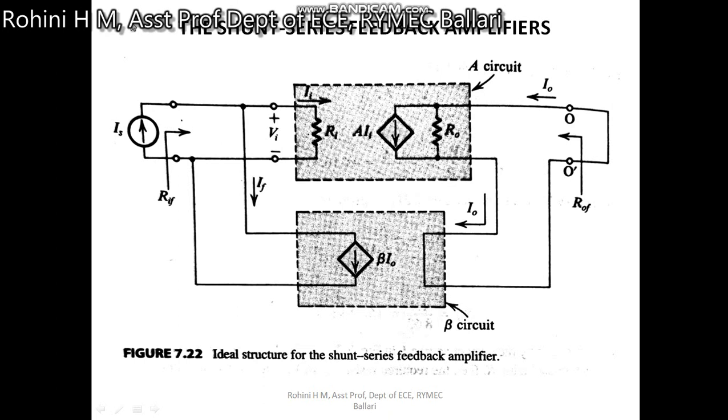Here the input is current and the output is also current. So you can take gain as I0 divided by IS. We can say this is a current amplifier, because input is current and output is also current.